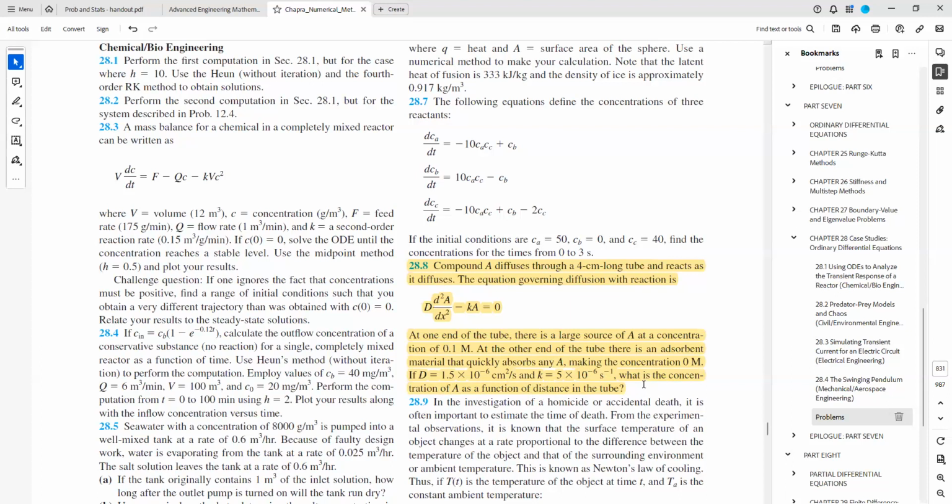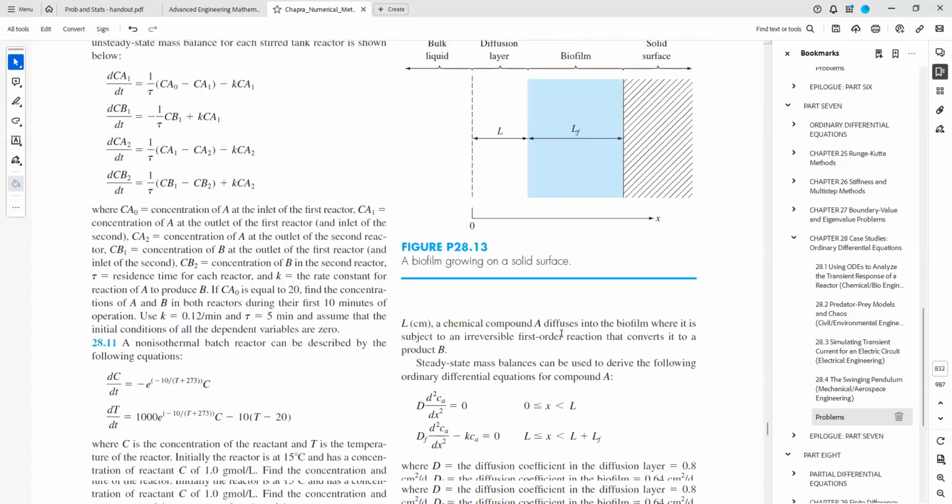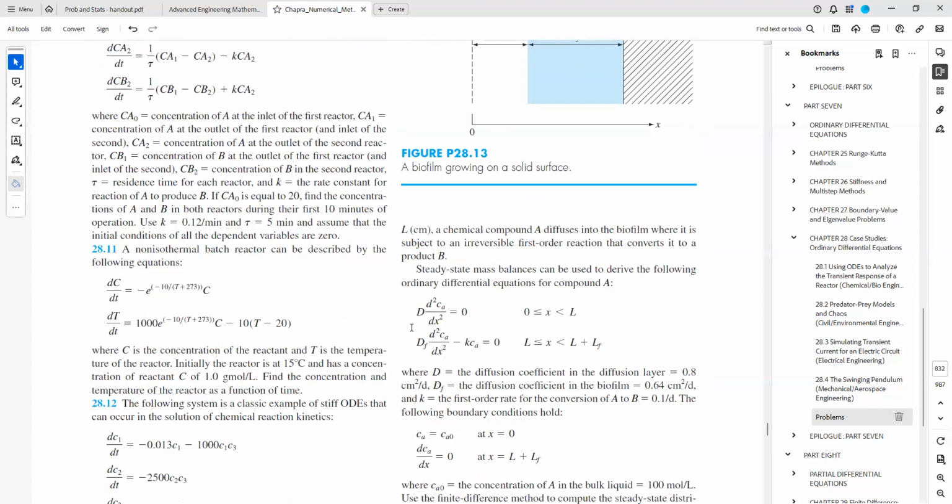Wait, is this what we want to do? No, this is a boundary value problem. We want to do initial value problems. Sorry for wasting your time. We don't want to do this problem. Yeah, let's try this 28.11. That is a time dependent problem. Okay, so strike this.